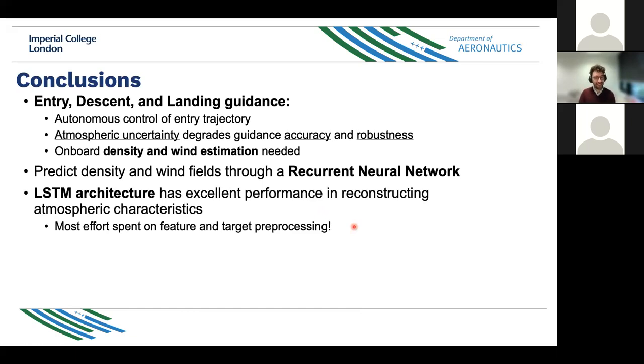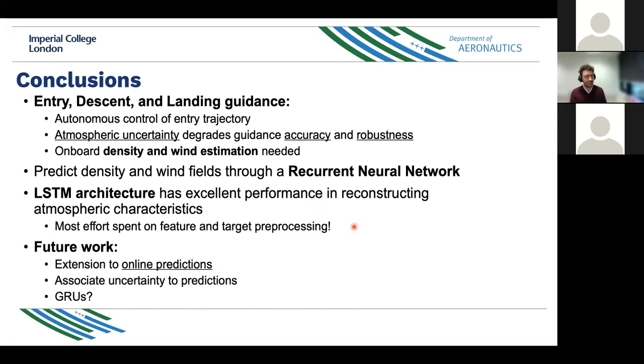So this is in line maybe with practice. And as part of future work, we'll consider the extension of this architecture to online predictions and also associate uncertainty to these predictions.